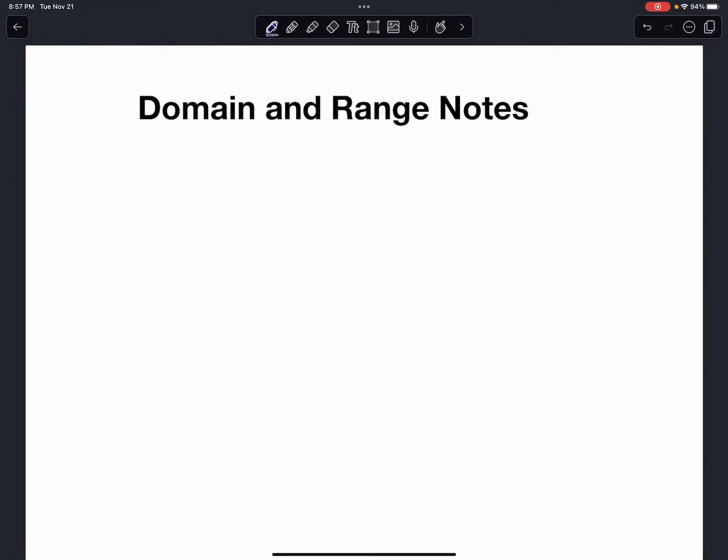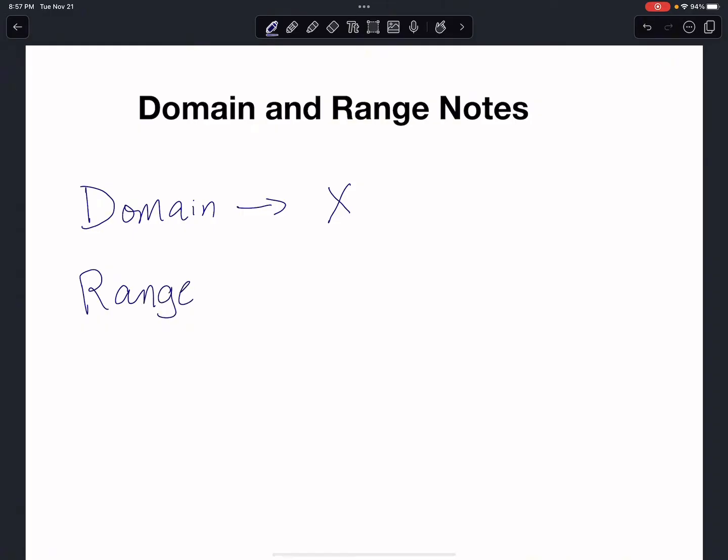All right, so domain and range. Let's start with domain. Anytime we're talking about domain, we're talking about X, and anytime we're talking about range, we're talking about Y. For domain, we're looking left to right, from the farthest left to the furthest right. And for range, we're looking from the lowest point to the highest point.